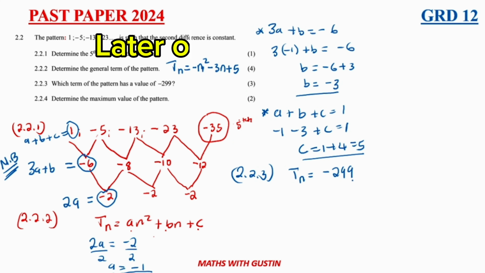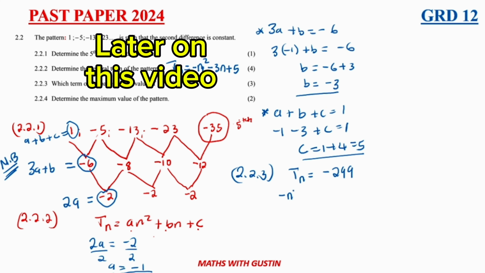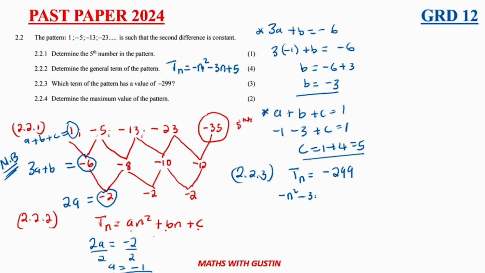So what are you looking for? You are looking for the n. All right, so what we can do now, we can go to our general equation: negative n squared minus 3n plus 5 is equal to negative 299. All right, so therefore, having that, we need to take this to the other side. Negative n squared minus 3n plus 5 plus 2.